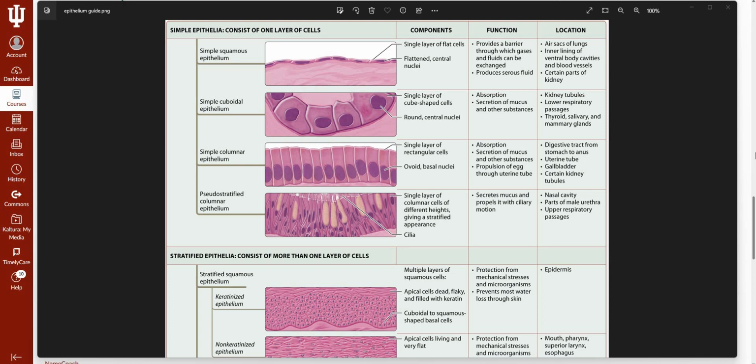And then on page 3 of the attendance sheet, there's just a couple questions about muscle and neural tissue. So these tend to be easier to identify. They look a little more distinctive, but they're still important to know.